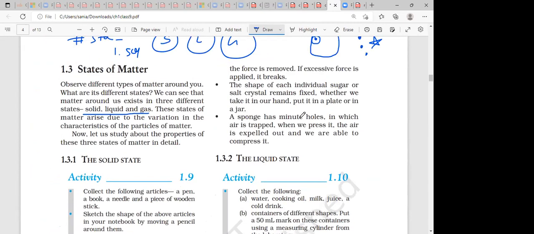A sponge has minute holes in which air is trapped. When we press it, the air is expelled out and we are able to compress it. Basically, this is a sponge. It has tiny holes over here, and air is filled in them. When you compress it, air moves out, and because of that it gets compressed. That's why a sponge is also a solid material. Clear?